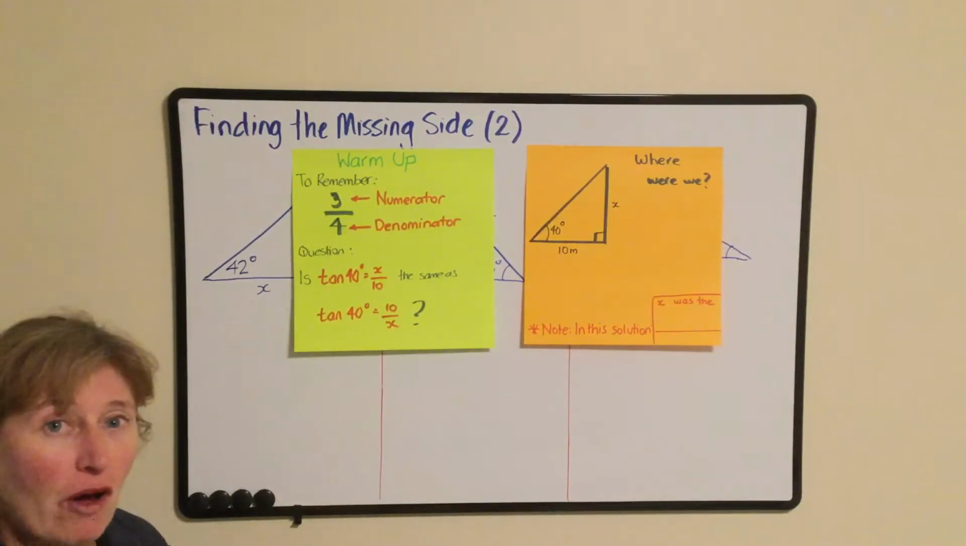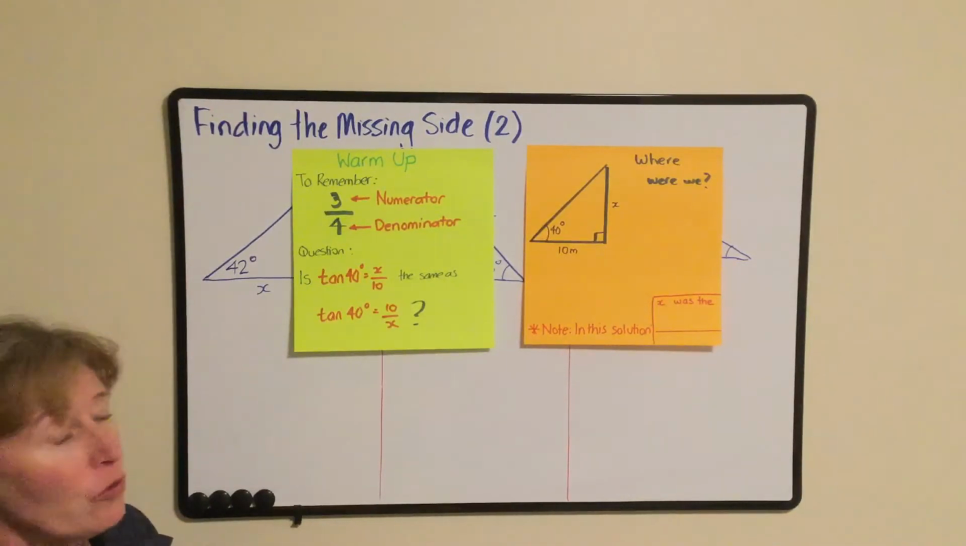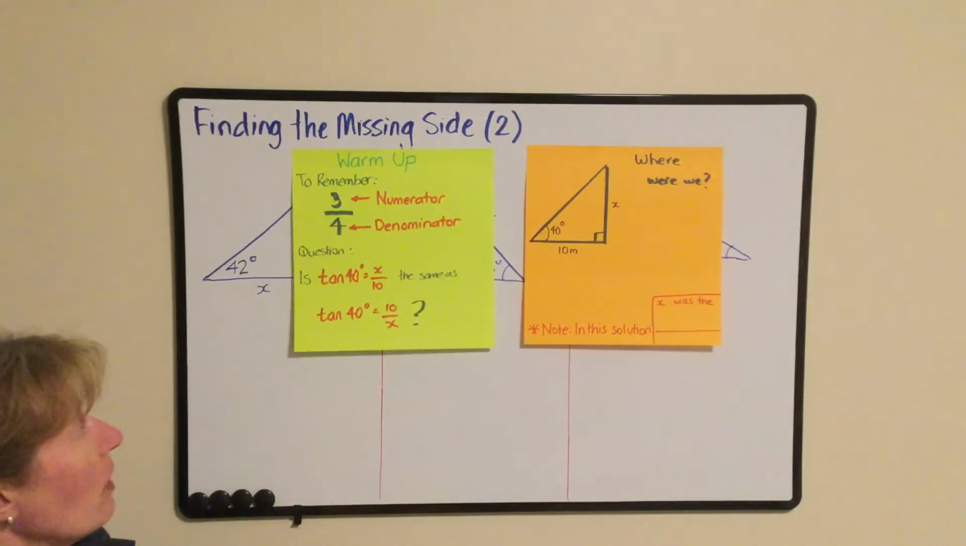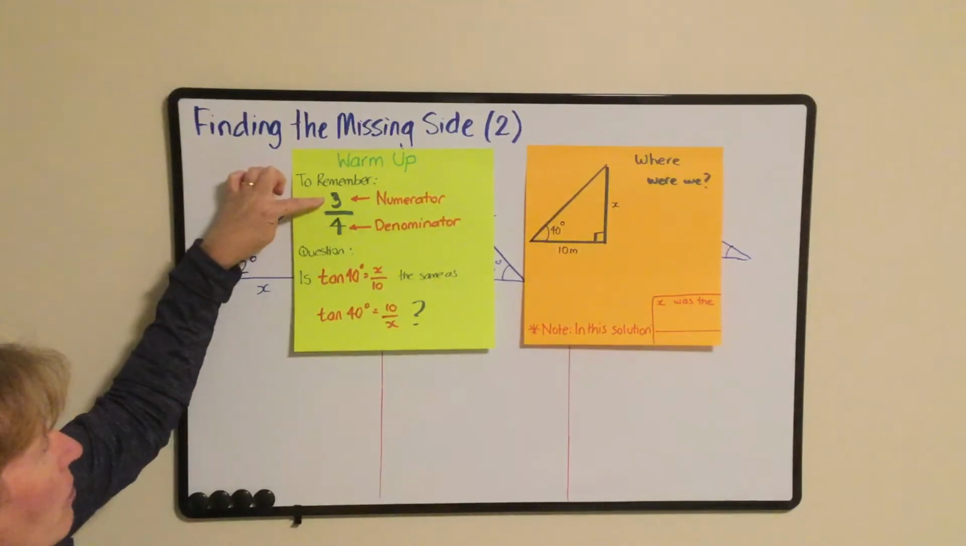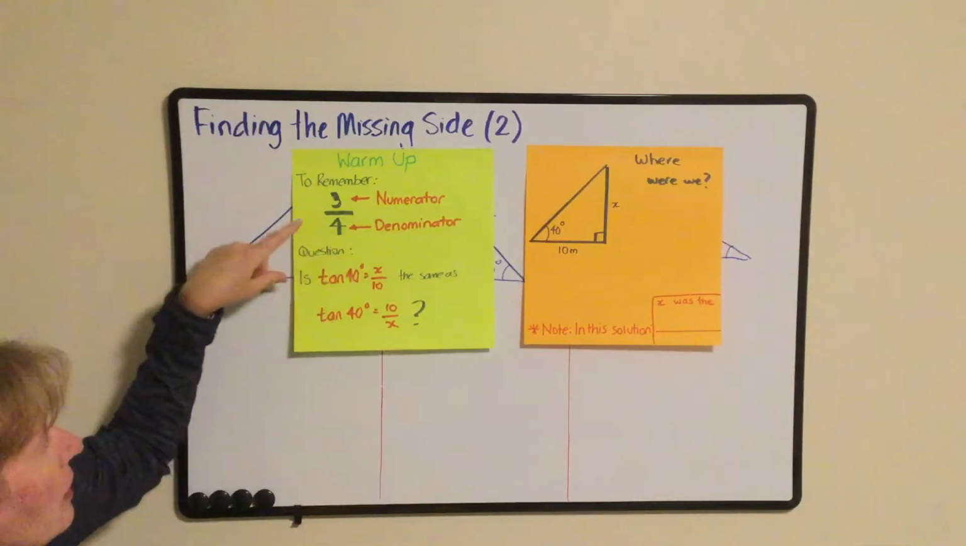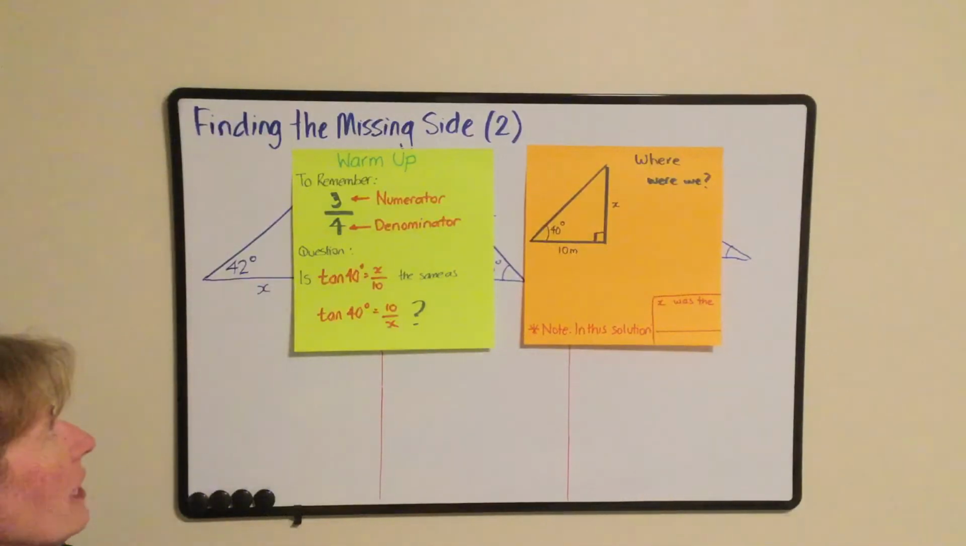If you've been in any of my real lessons, you'll know that I like to do a bit of a warm-up at the beginning, and so I've got a bit of a warm-up for you today. The first thing I just want you to do is to remember that when we've got a fraction, the number on the top is called the numerator, and the number on the bottom is called the denominator. It's worth writing that down.